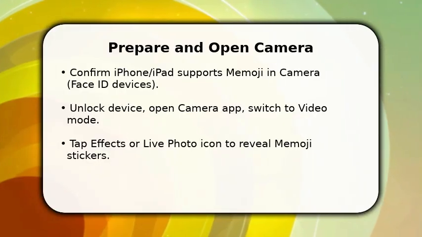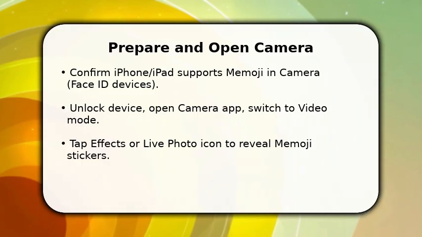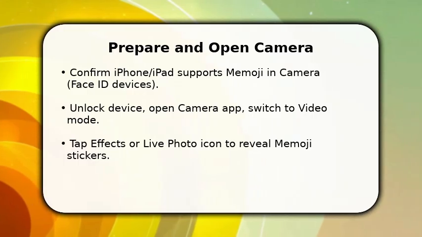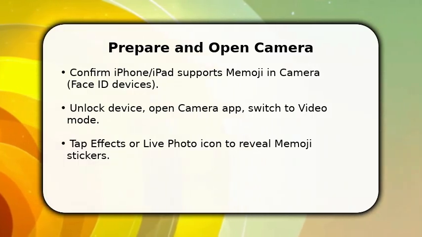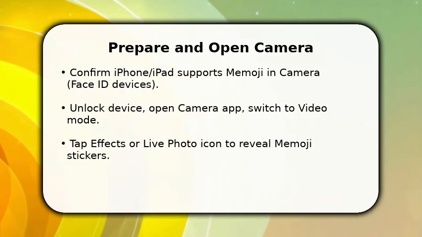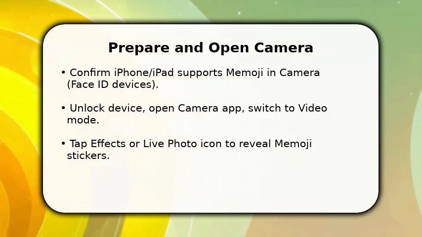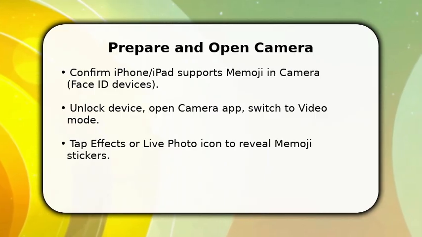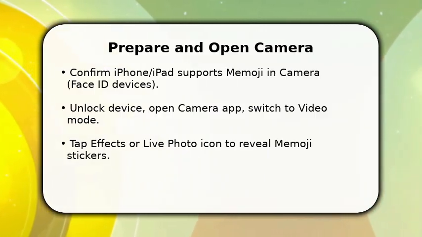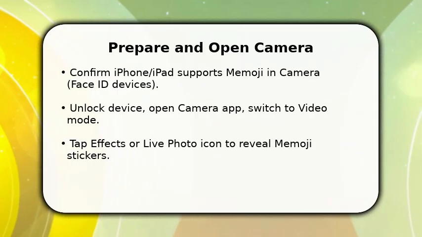You're ready to start now. Confirm your device supports Memoji and open the camera set to video. Once the camera is in video mode, tap the effects or the star icon to open stickers and Memoji. Choose a Memoji you've already created. If you don't have one, create it quickly in Messages and return. This first step gets you into the recording interface with the animated avatar layered.